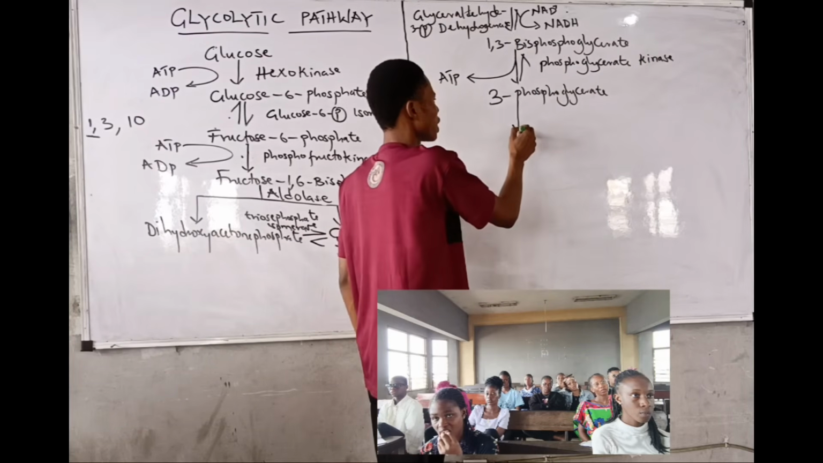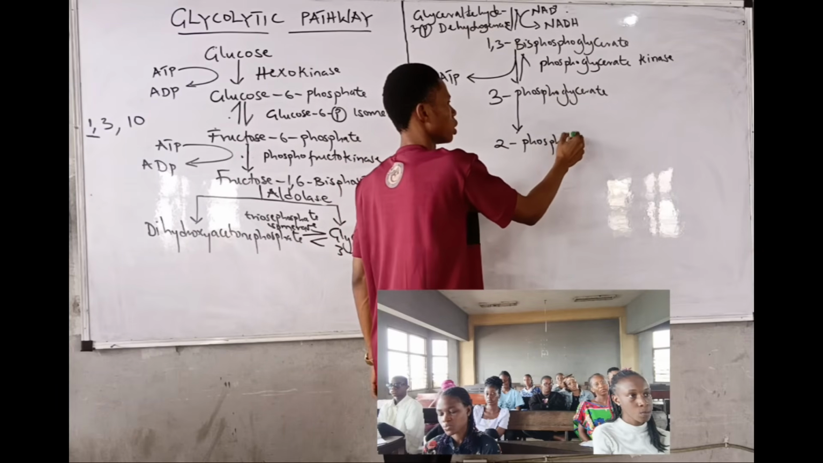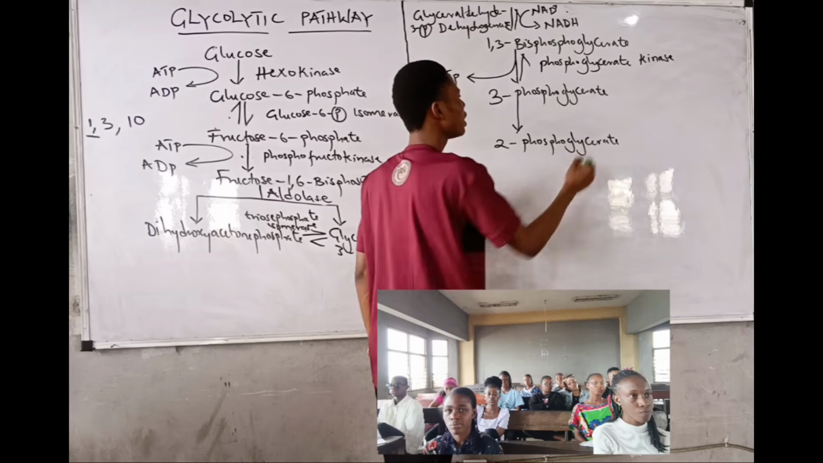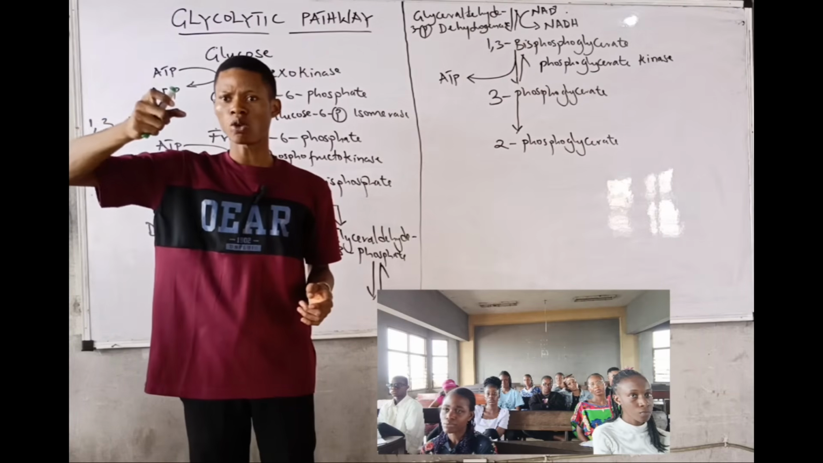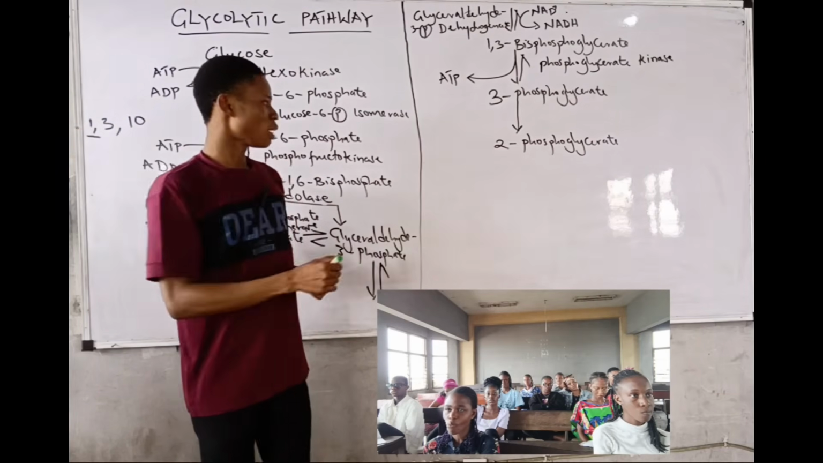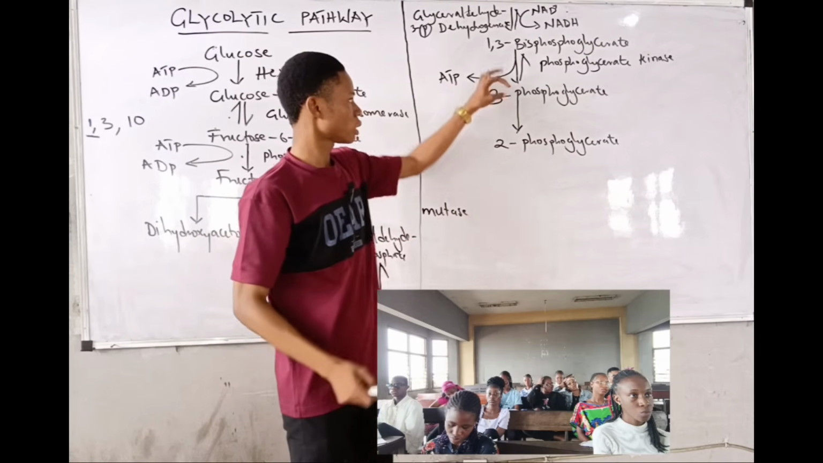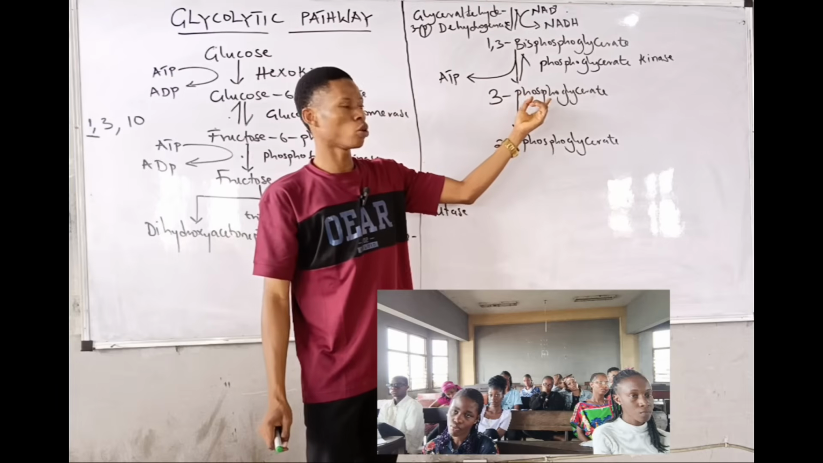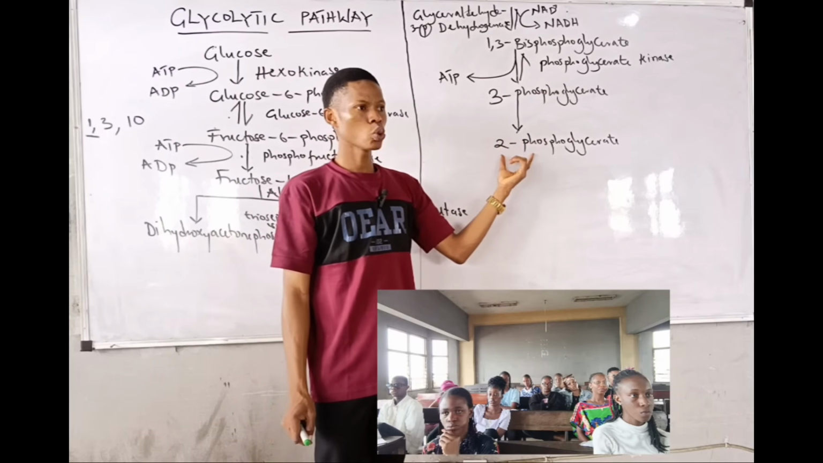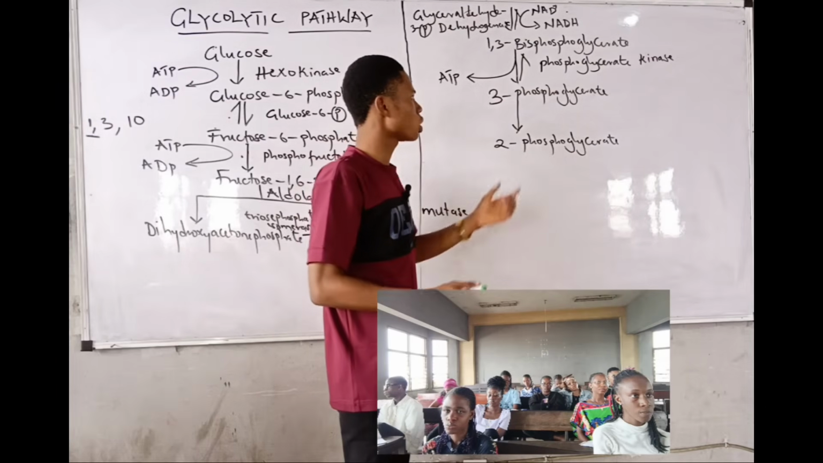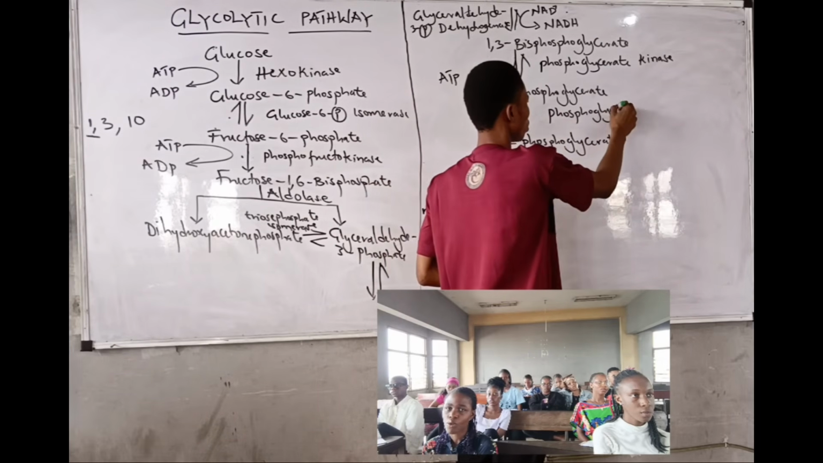Now from 3-phosphoglycerate to what? 2-phosphoglycerate. Now another cheat. Anytime there is a movement of a particular group within the same molecule, that is, you are just changing position, the name of the enzyme will have mutase. Like in this compound here, the phosphate group was on carbon what? 3, right? We moved it from carbon 3 to what? Carbon 2. So we are just moving the phosphate group. So the name of the enzyme will be what? Phosphoglycerate mutase.